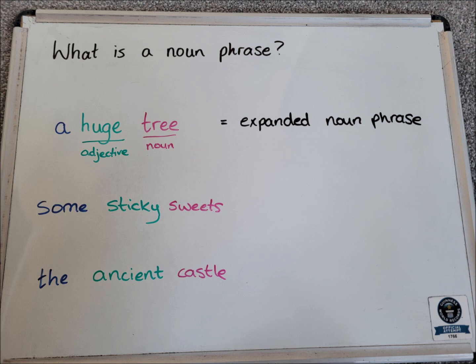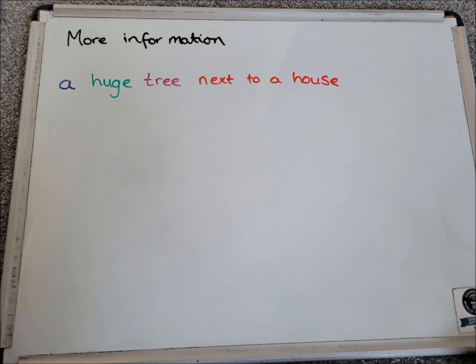We can take it to the next level after this by adding in a bit more information. So for example, a huge tree next to a house. It tells us the location of that tree. Adding in that extra information will help the reader be able to visualise the tree next to a house, maybe pull on some prior knowledge of trees and houses that they've seen before, so it just helps the reader imagine things a little bit better.